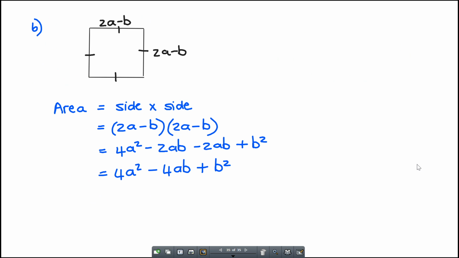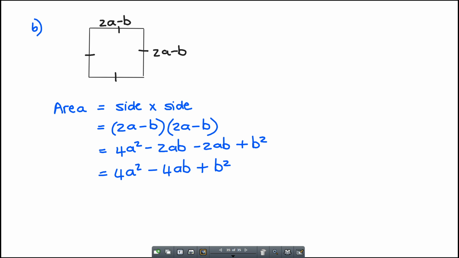Then at number 6, they said you've got a square with one of the sides being 2a minus b. Now, what do we know about a square? We know that all 4 sides are equal. Okay, so you'll see I said 2a minus b and the other side also 2a minus b. Now they ask me to get the area of that square. Now area is actually side times side. So I take 2a minus b times 2a minus b. Please make sure you'll see over here, I put it in brackets.